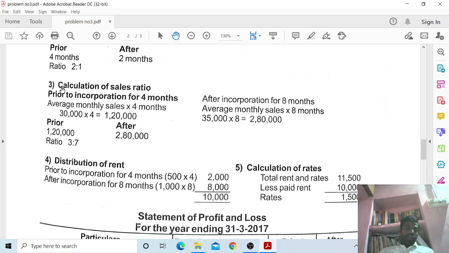Now, third, calculation of sales ratio. You have to take the prior to incorporation period of 4 months.